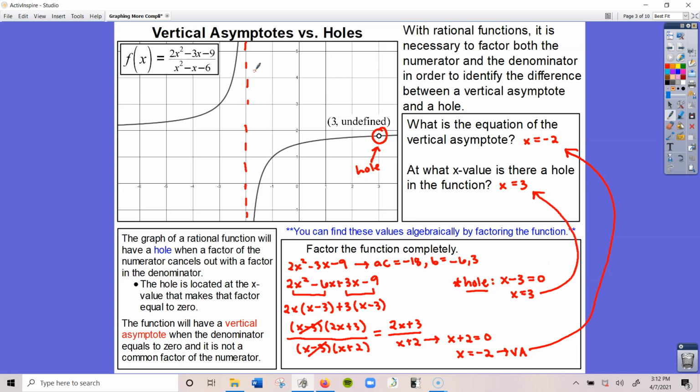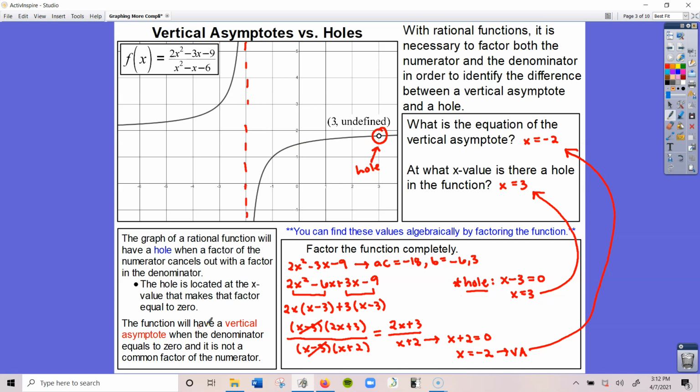So you can see that we didn't necessarily need the graph in order to figure out where there is a vertical asymptote and where there's a hole. And I have it here broken down for you as well. The graph of a rational function will have a hole when a factor of the numerator cancels out with a factor in the denominator. The hole is located at the x value that makes that factor equal to 0. So that's what we did here, the factor that canceled. I took it, I made it equal to 0 and solved for x, and that's the hole.